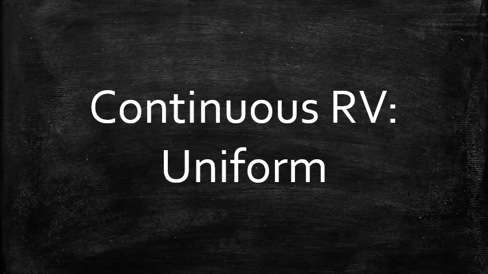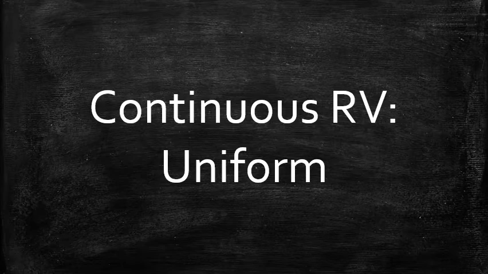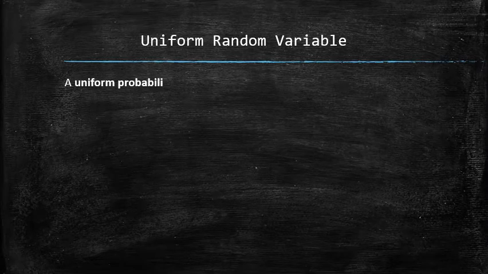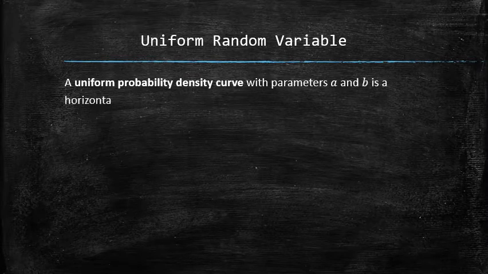Next, we will consider one of the standard continuous random variables called uniform and discuss how to work with it. Let's start with a definition. A uniform probability density curve with parameters A and B is a horizontal line going from A to B.